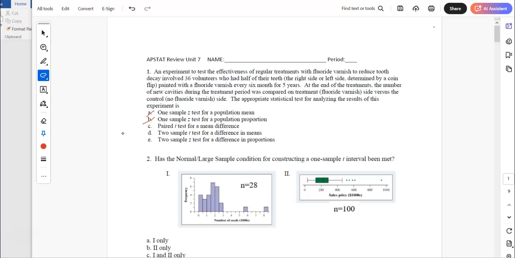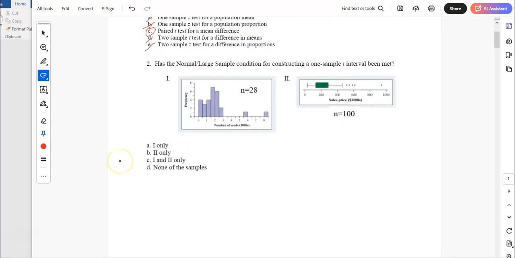It's definitely not about proportions. But so really you're debating, is it a two sample or is it paired? And it seems like you're pairing with yourself, right? You've got half your teeth, the left half or the right half is that one. So it's definitely paired data. So I think that would be C.